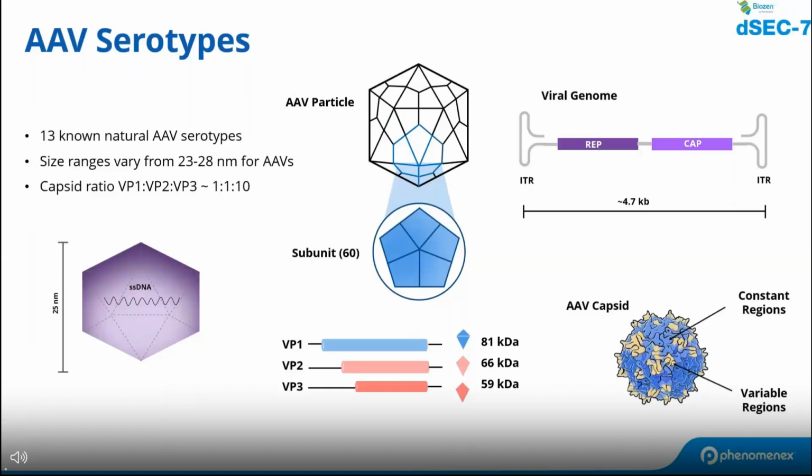The capsid also has constant regions and variable regions. The variable regions are the ones that make these specific and selective to specific organ tissues.